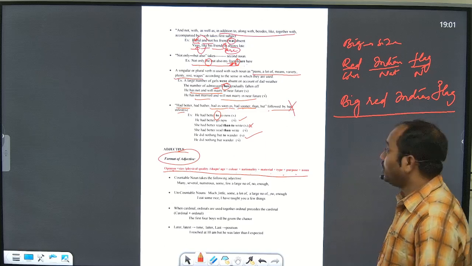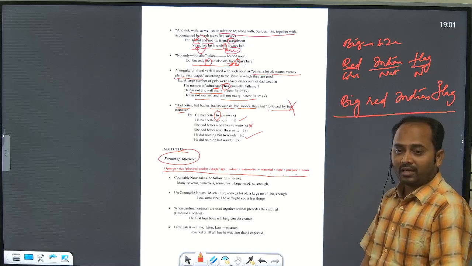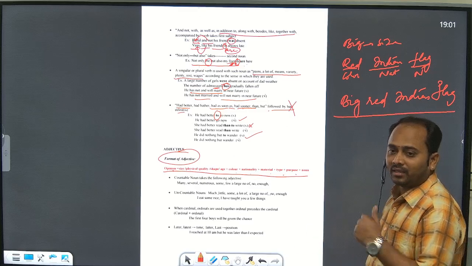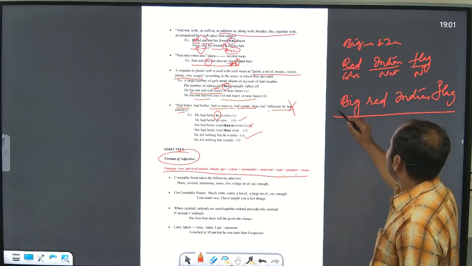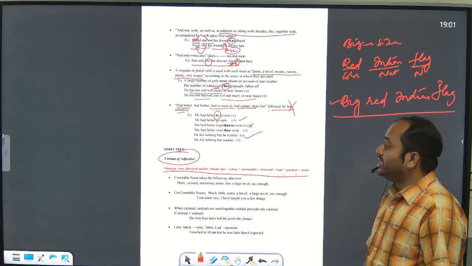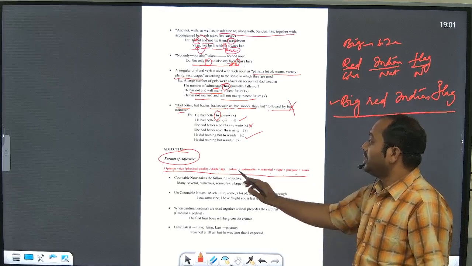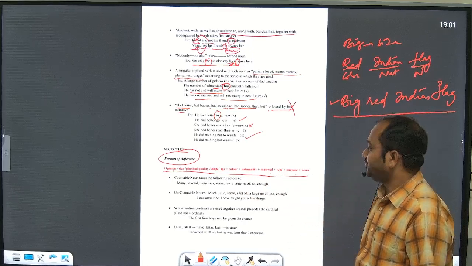But in the examination, how do they give? Red big Indian flag or Indian red big flag. In such a way they may give some jumbled order, because they'll give these words in jumbled order, not in the proper order. Okay. So this is the order of the adjective. The format of adjective is this, we need to remember very carefully.